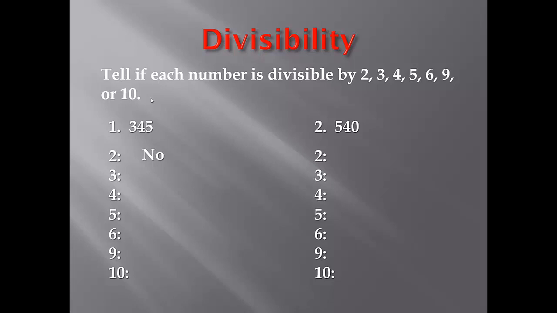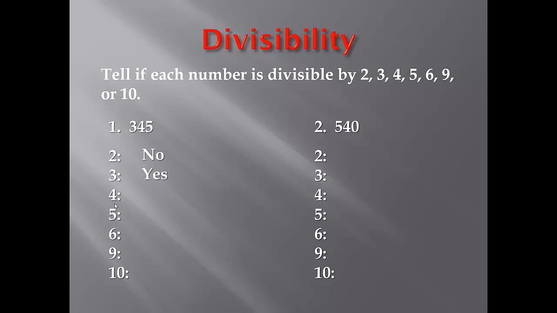Now we'll check for 3. For 3, we're going to add up our digits. 3 plus 4 is 7, and 7 plus 5 is 12. 12 can be divided by 3, because if we do 12 divided by 3, we get 4. So we know that our original number, 345, can also be divided by 3. So that is a yes.